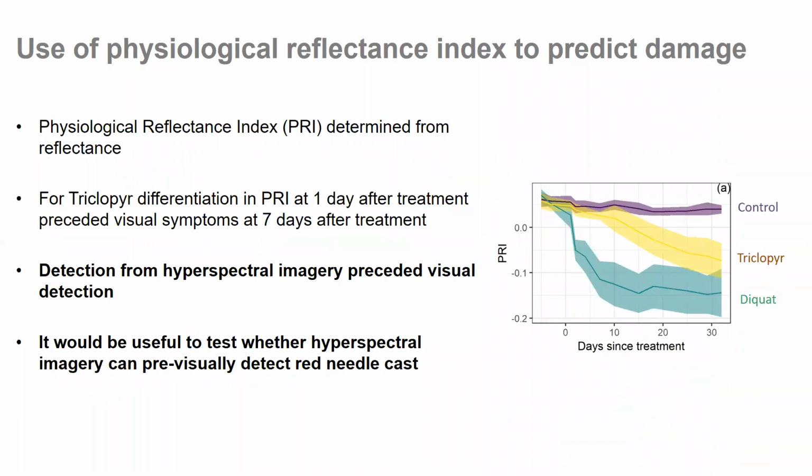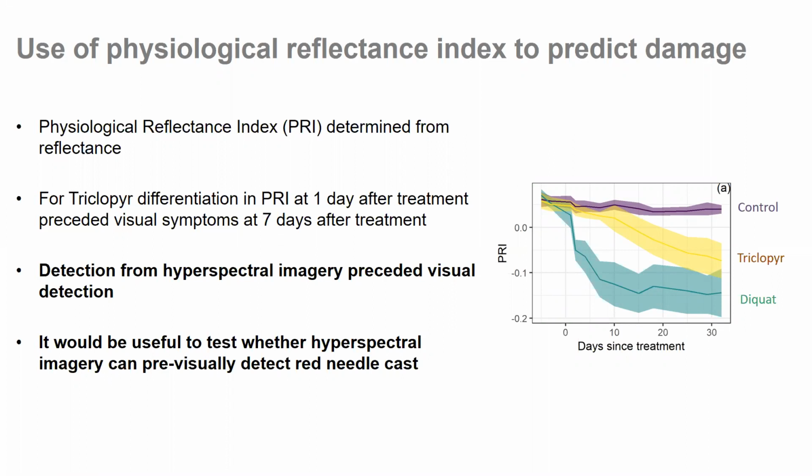The hyperspectral index, physiological reflectance index, which is a useful predictor of photosynthesis, was extracted from the hyperspectral imagery. Changes in this index over time for the 3 treatments is shown in the figure on the right. The key finding from this analysis was that physiological reflectance index was significantly different between the control and the triclopyr treatment 1 day after treatment. This preceded the detection of visual symptoms, which were not evident for the triclopyr treatment until 7 days after treatment.